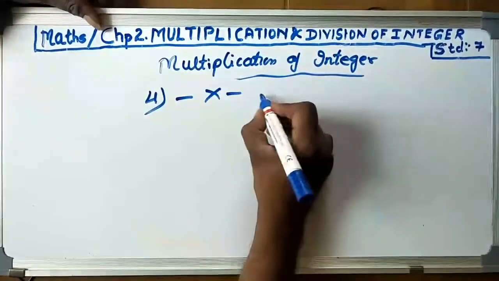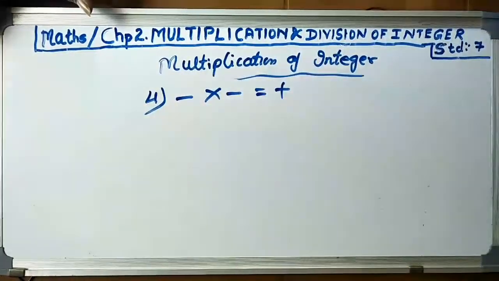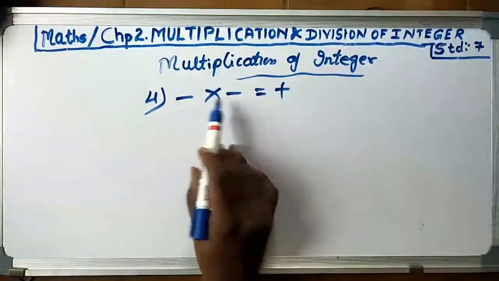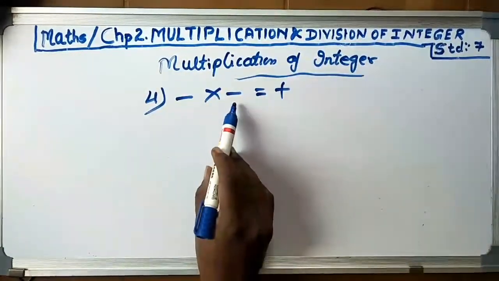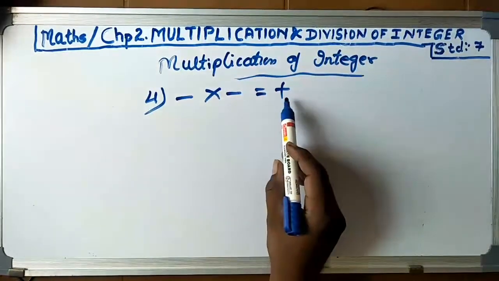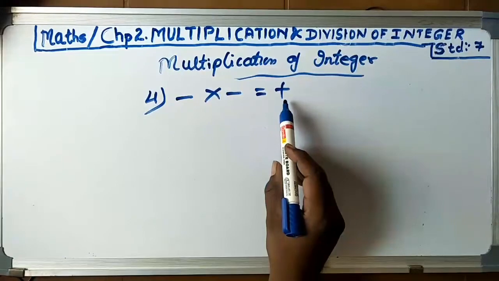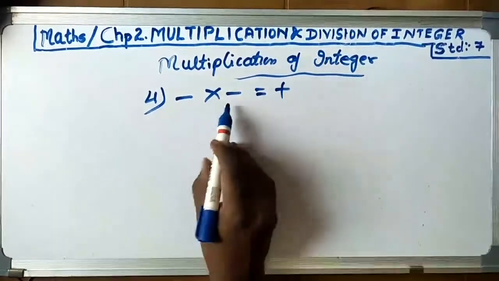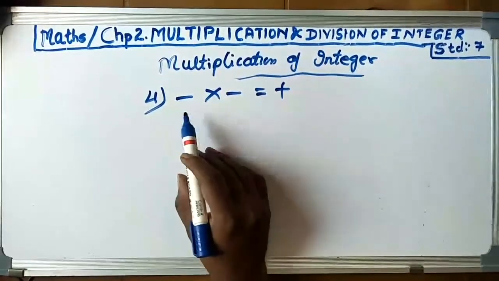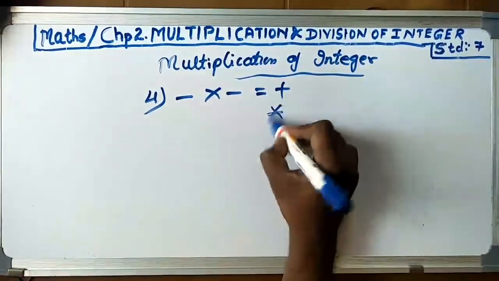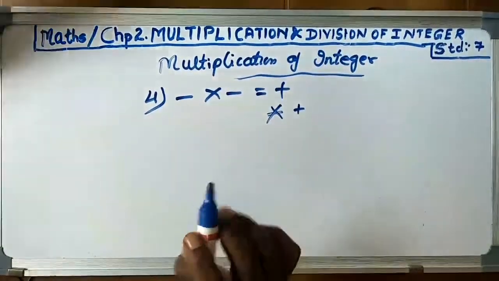Minus into minus is equal to plus. Now in the second and the third golden rule, on any one side, either left side or right side, minus was there, a negative sign was there. So in the answer also you put a negative sign. But in the fourth golden rule, when on both sides a negative sign is there, that means in the answer you should not put a negative sign, you should put a positive sign.